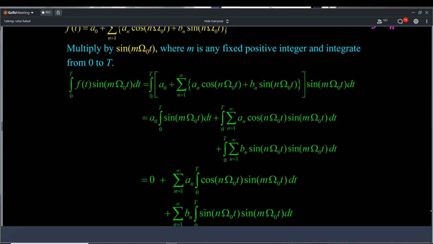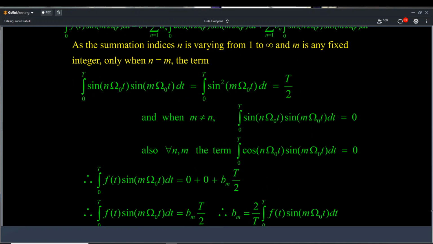So for finding out the value of Bn, you use the multiplying factor sine of m omega 0 t and carry out exactly the same procedure, and it comes out to be Bm equals 2 by T times the integration from 0 to T of f(t) sin(m omega 0 t) dt.